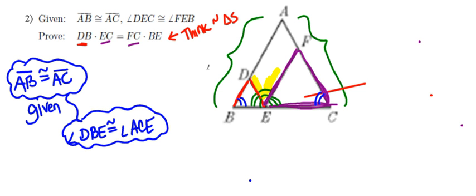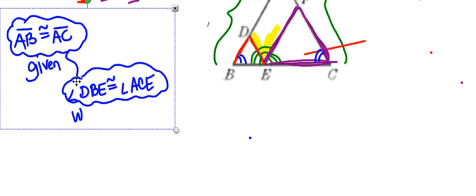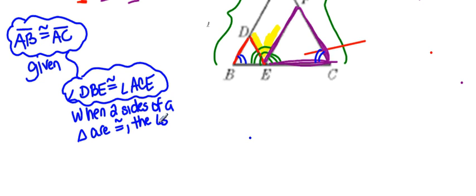I'm going to be very careful to talk about a triangle here. So when two sides of a triangle are congruent, the angles opposite those sides are congruent. So there's my first pair of angles. Now I've got to establish the second pair of angles congruent to each other.